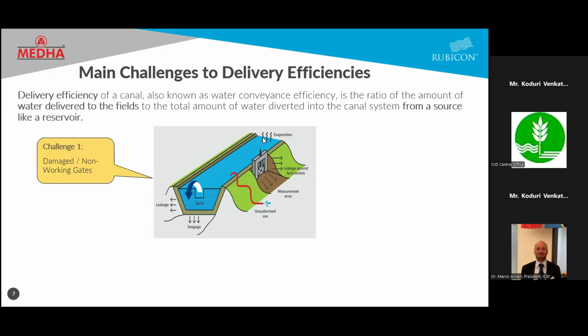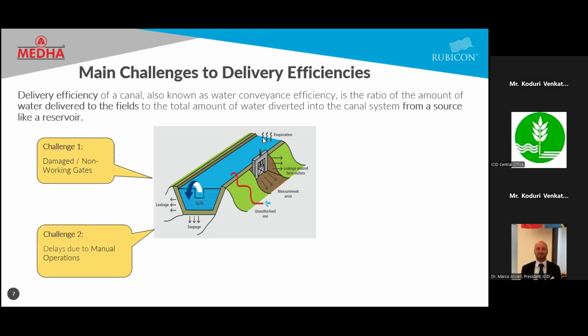The first challenge in such scenarios is damaged or non-working gates. When these gates are not working, they are unable to give the correct measurement or correct amount of water into the canal, into the required channel.